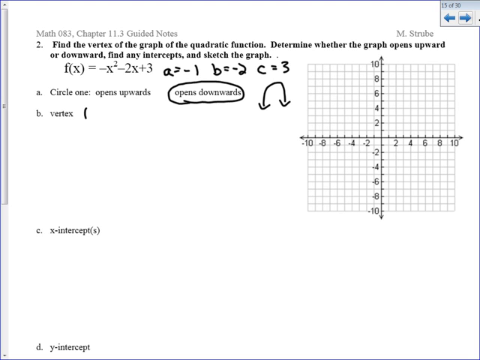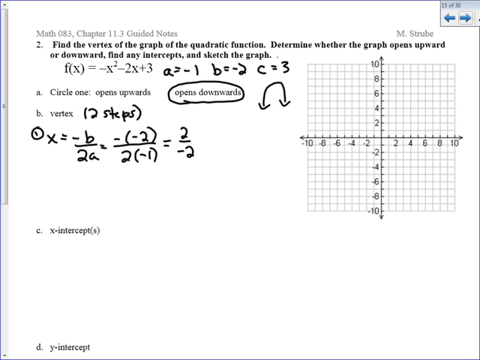The vertex is our two-step process. The first, use your formula for x. X equals negative b over 2a. So I have negative 2 over 2 times negative 1, just substituting my b and a. It's positive 2 over negative 2, negative 1.